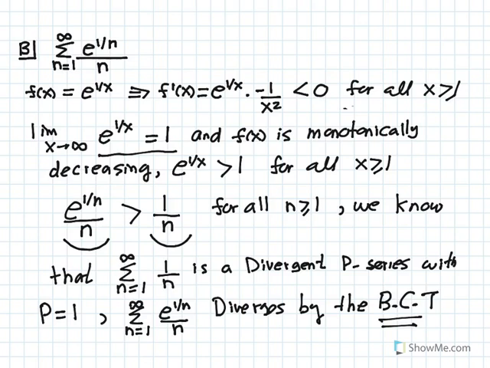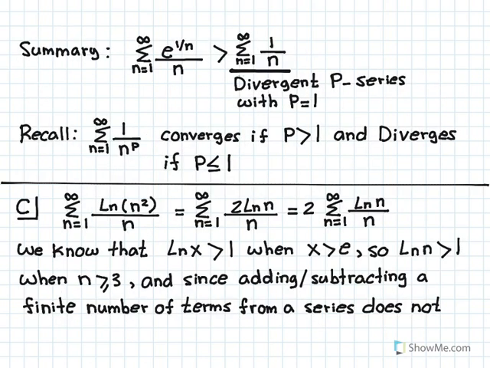So this is the idea. In this case, every term of our given series, e to the 1 over n divided by n, we proved is larger than every term of this divergent series, 1 over n, a divergent p-series. And for this reason, by the basic comparison test, the series e to the 1 over n divided by n diverges. All right, so let's summarize that.